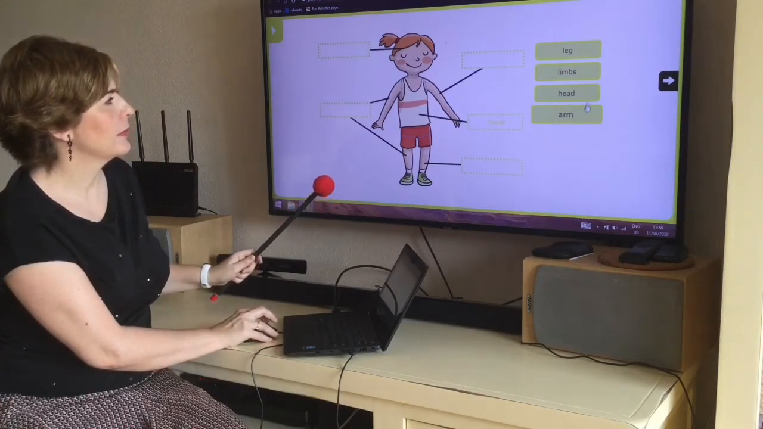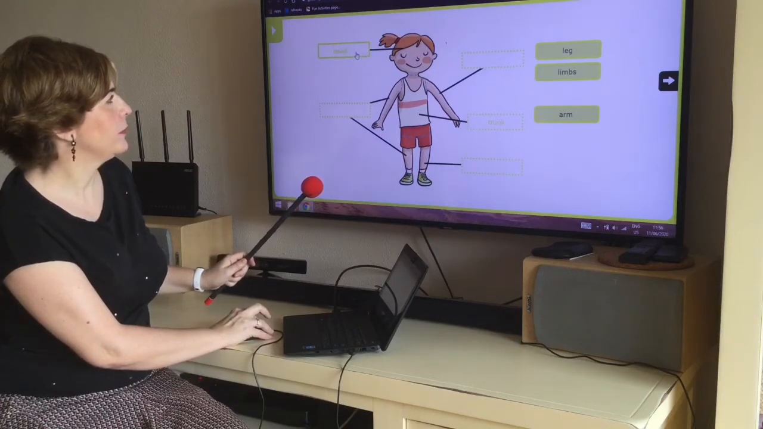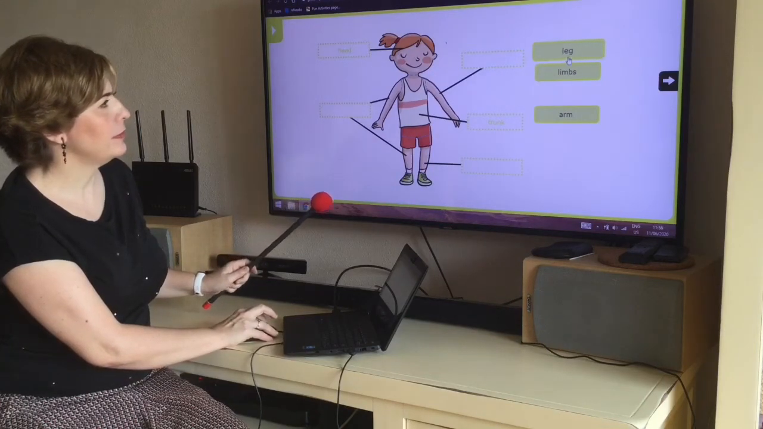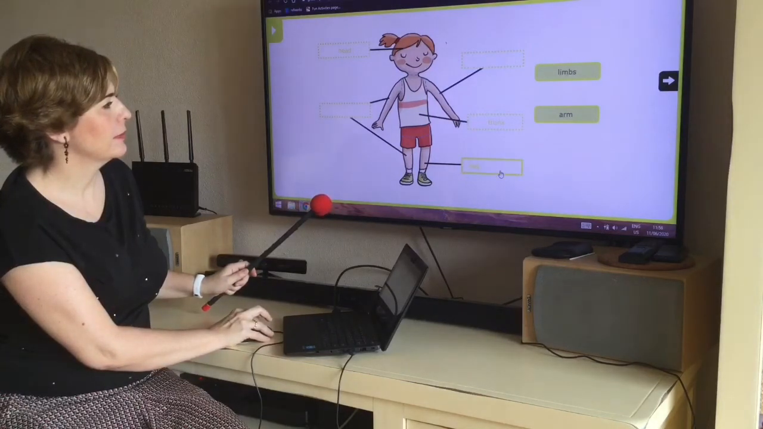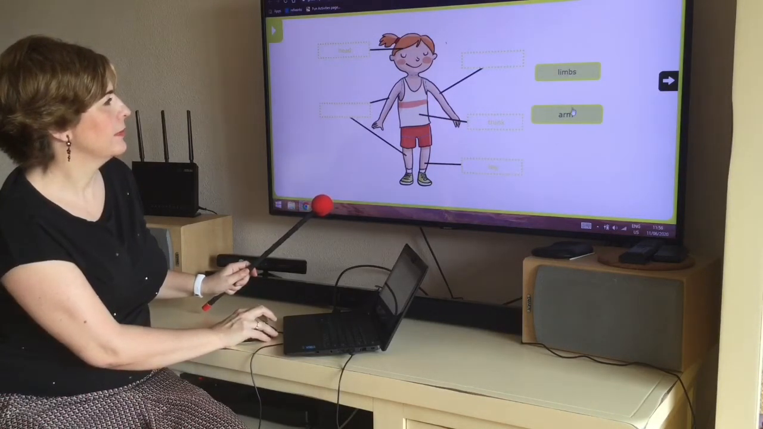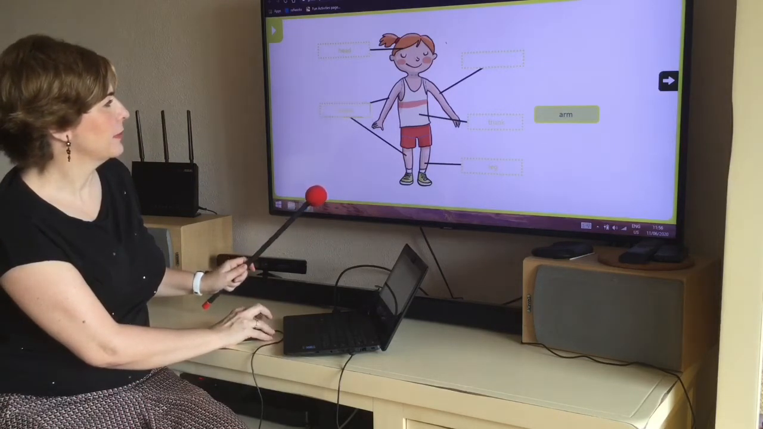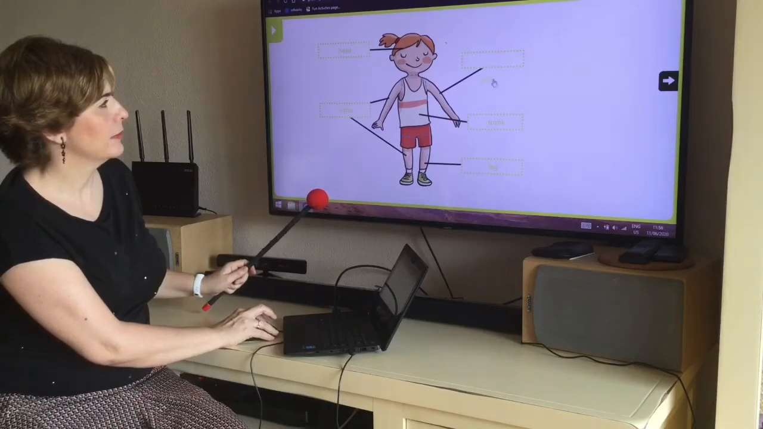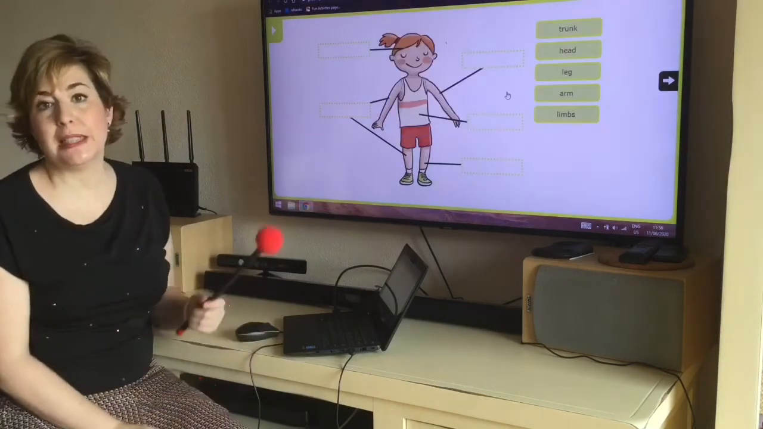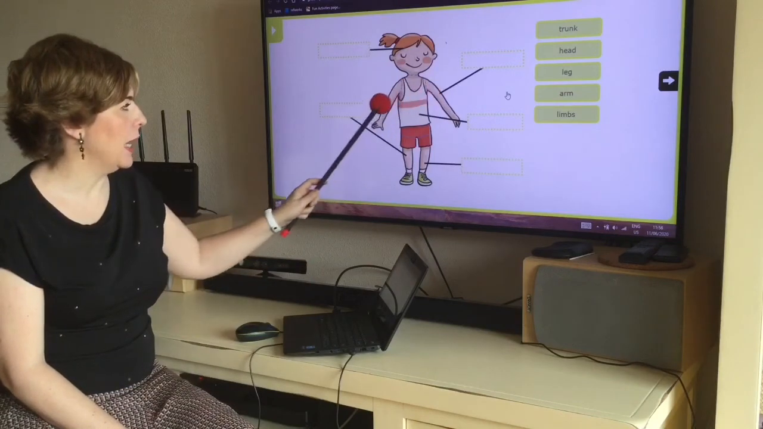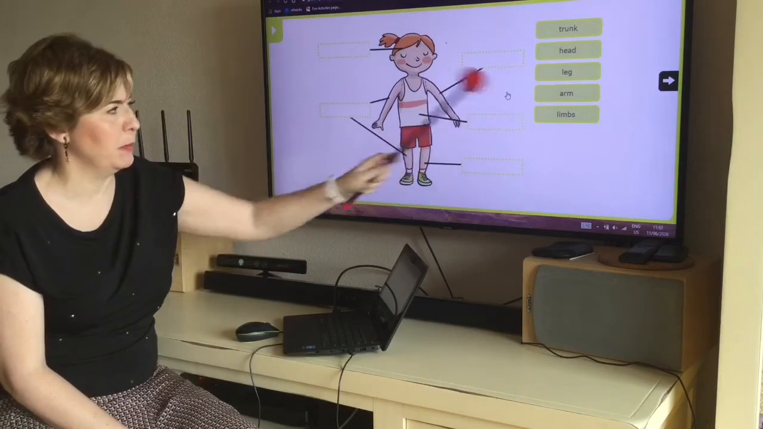Trunk. The head. Head. Leg. Limbs. Arm. What is the difference between the arms, the legs, and the limbs?